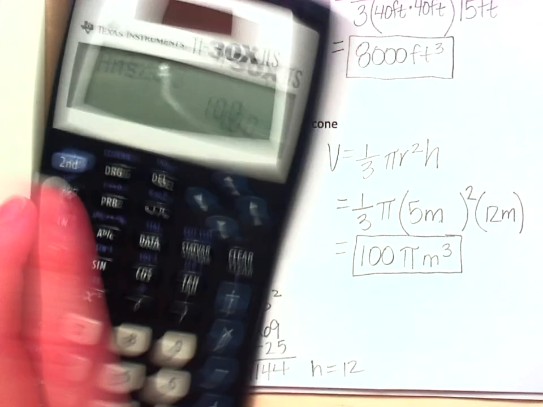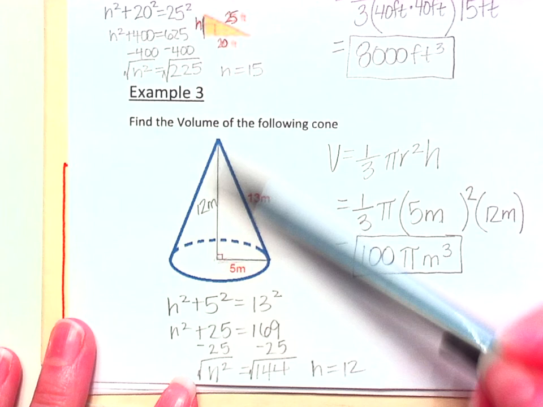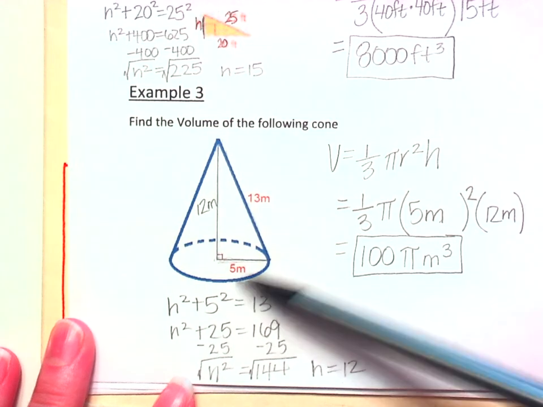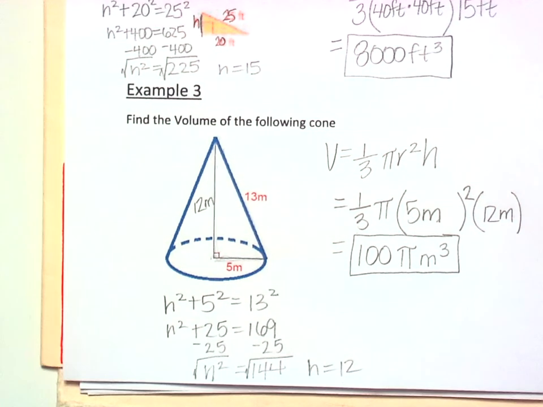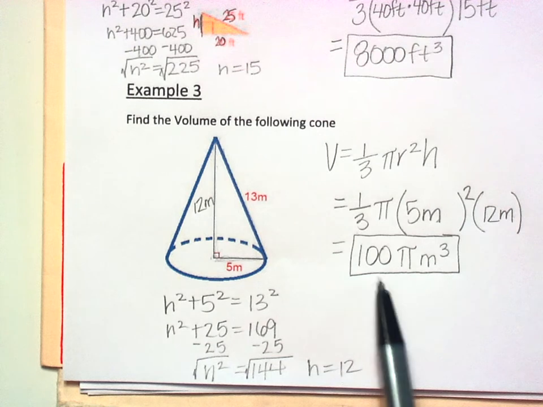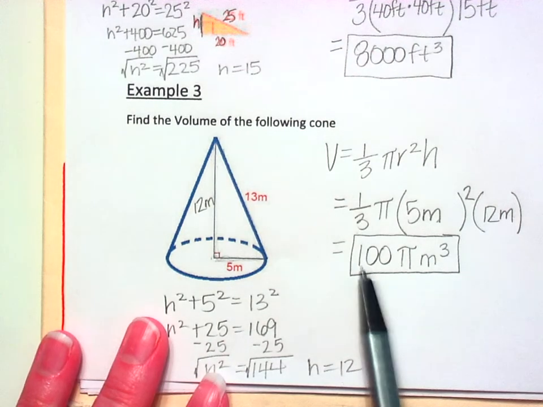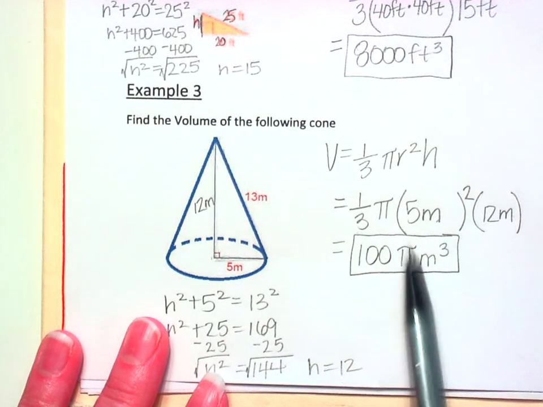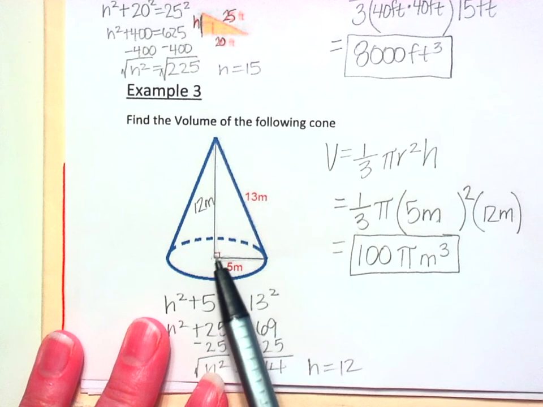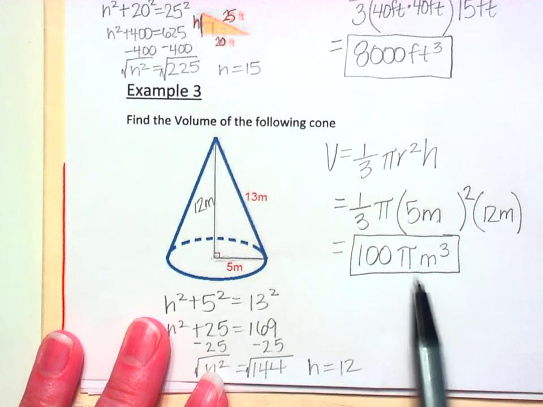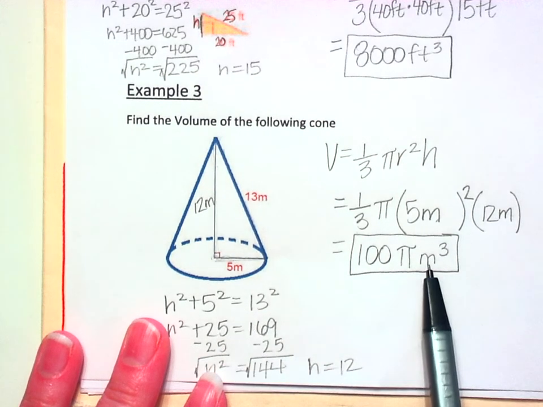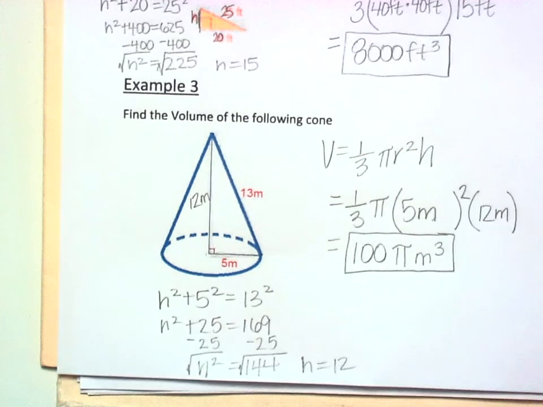So basically what that means, again, volume is like how much water could I fill up this cone with? And we would measure the water in cubic units. So this basically means this many cubes would fit in here. And those cubes would be a meter by a meter by a meter.